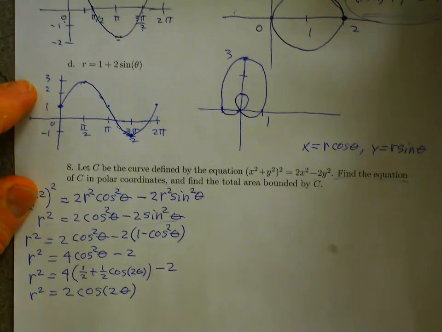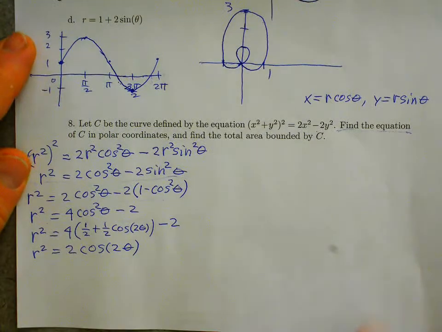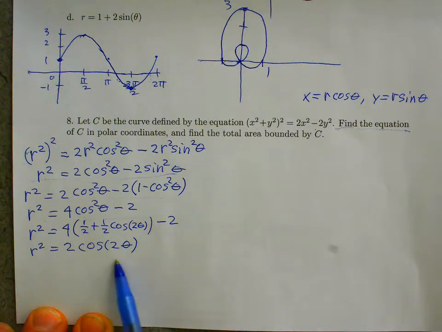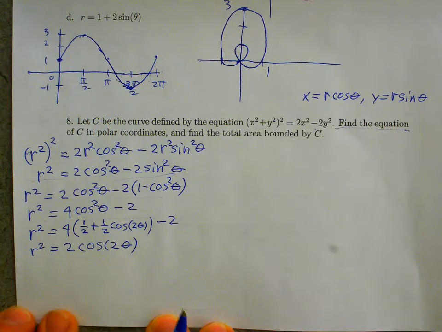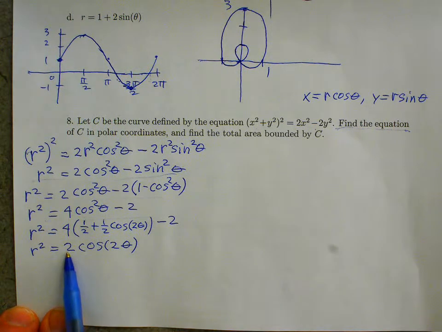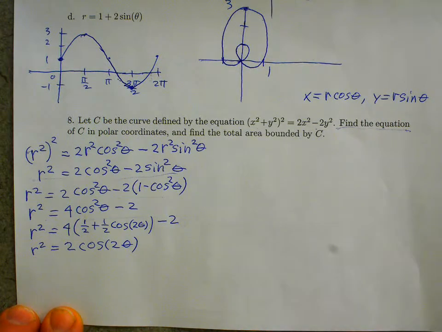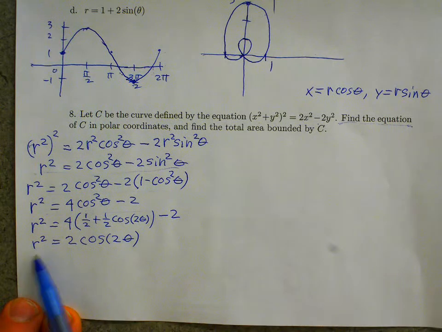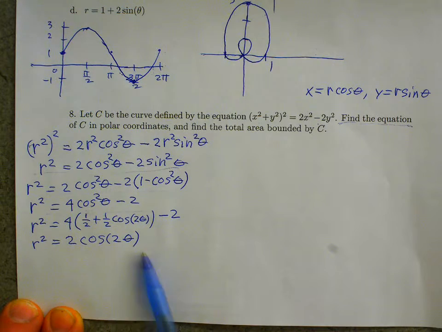Okay, it would probably be helpful to know what the graph of r squared equals 2 times cosine of 2 theta looks like. So what I'm going to do is sketch the graph of r equals 2 times cosine of 2 theta in the Cartesian plane. And then we remember that r squared equals that.